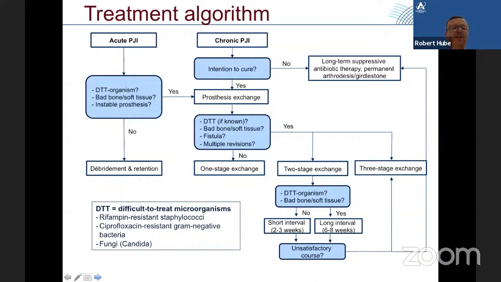And how do we define difficult-to-treat bugs? Once again, rifampicin-resistant staphylococci, that is a difficult-to-treat bug. Ciprofloxacin-resistant gram-negative bacteria are difficult-to-treat bugs, or fungi.